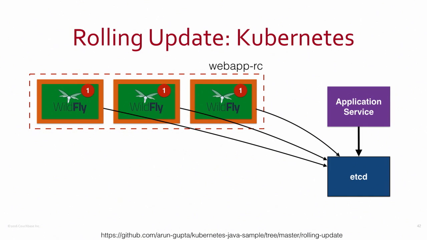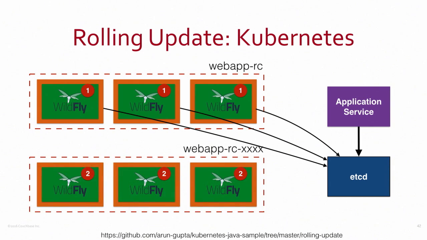So here, for example, I have web app-rc, which is my replication controller. All of those pods are putting labels in the etcd registry. So the way Kubernetes does it is, it says, OK, you give me the command. Once you give me the command, then I'm going to fire up another replication controller with version 2. Now, at that moment, of course, you have 6 containers running, 3 with version 1, 3 with version 2, but they all have the same labels. So your application service would start distributing requests to those 6 different pods in 2 different replication controllers.